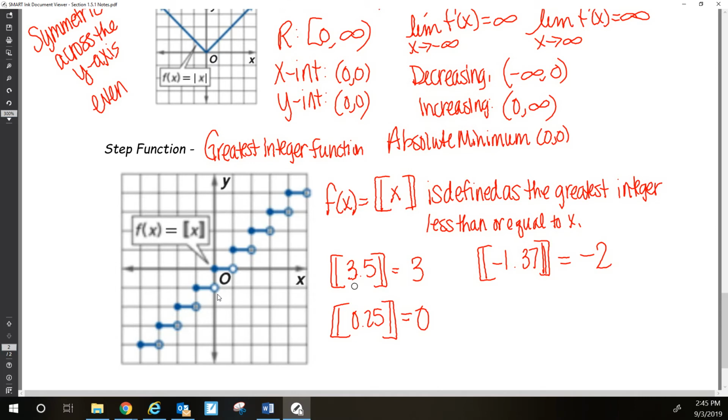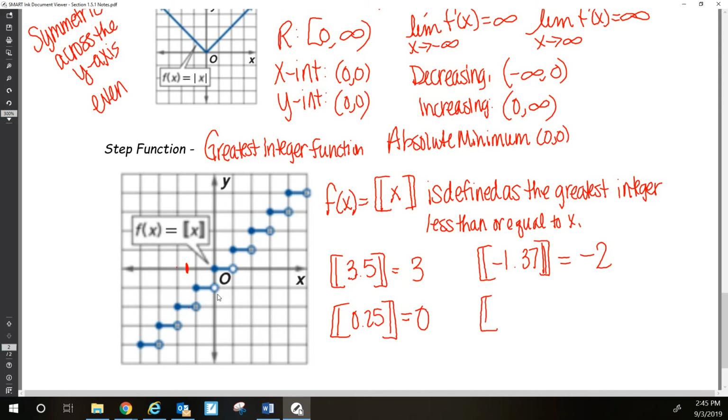What comes right before 3.5? 3. What comes right before 0.25? 0. These are kind of easy. You just kind of chop off the fraction part, right? You can't do that over here because you make the same mistake that I just did. What is the integer that comes right before negative 1.37? Negative 1.37 is out here somewhere. So what comes right before that? Negative 2. So my value is negative 2.